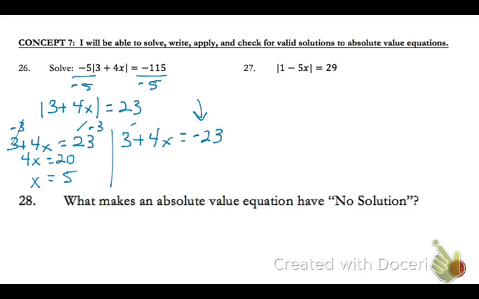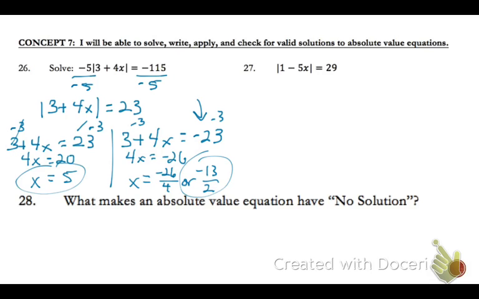Now I'm going to subtract 3, so I'm going to fly it above this time. 4x equals negative 26. And then dividing both sides by 4, I'll get negative 26 fourths. But I can divide both of those by 2, so negative 13 halves. So those are my two numbers that are 23 away from zero on my number line, the distance.